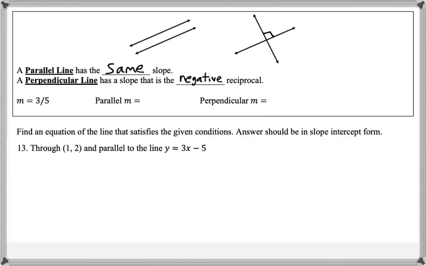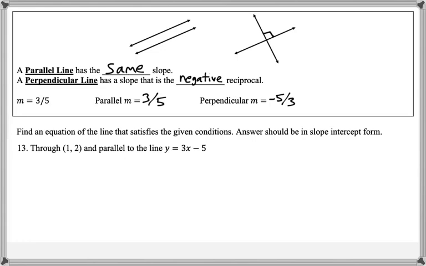So an example would be, if my slope was 3 over 5, the parallel slope would be 3 over 5, so you just leave it the same, and the perpendicular slope would be negative 5 over 3. So this is the negative reciprocal, meaning you change the sign and you flip the fraction.